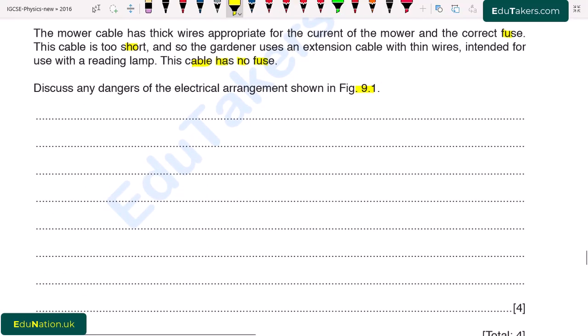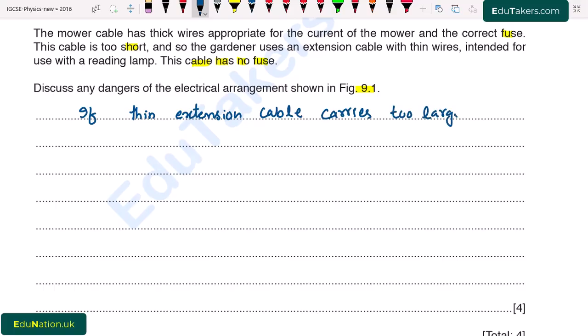So first of all, I write here: if thin extension cable carries too large current, it may overheat.